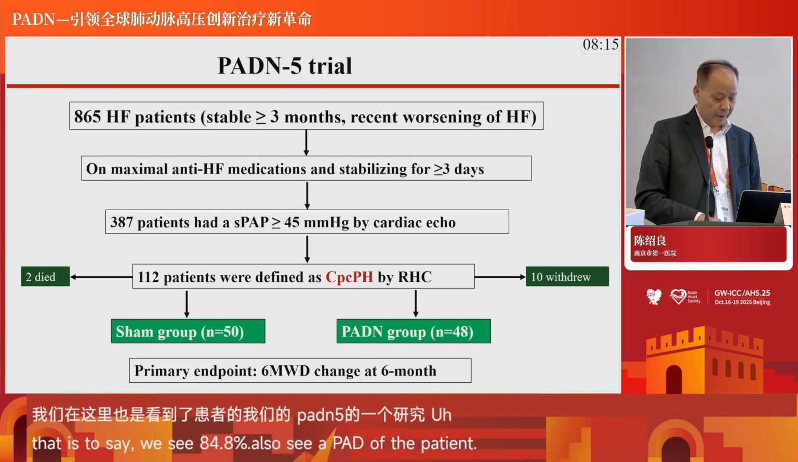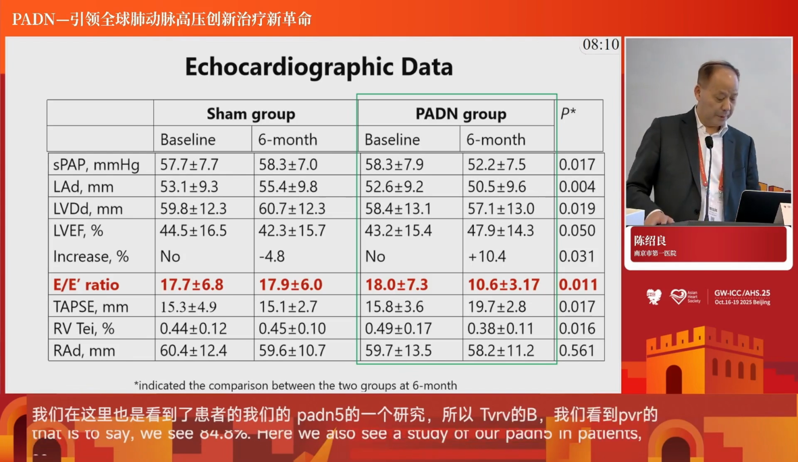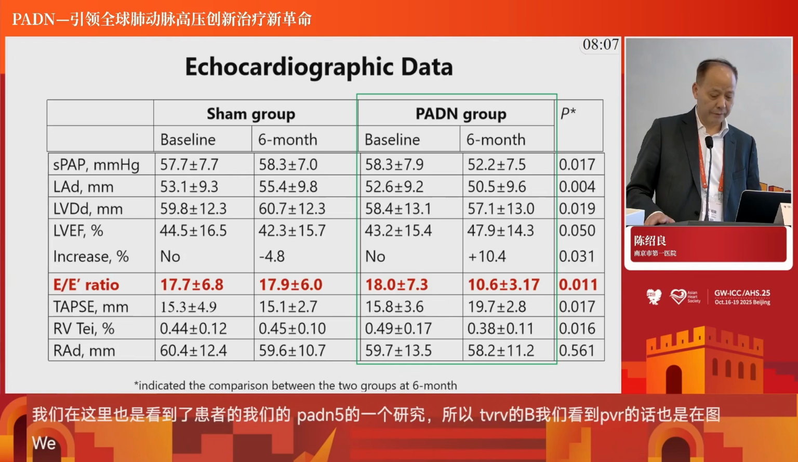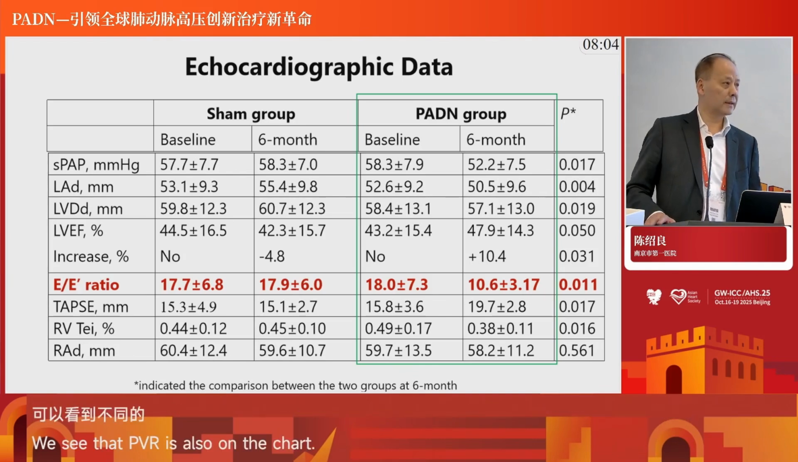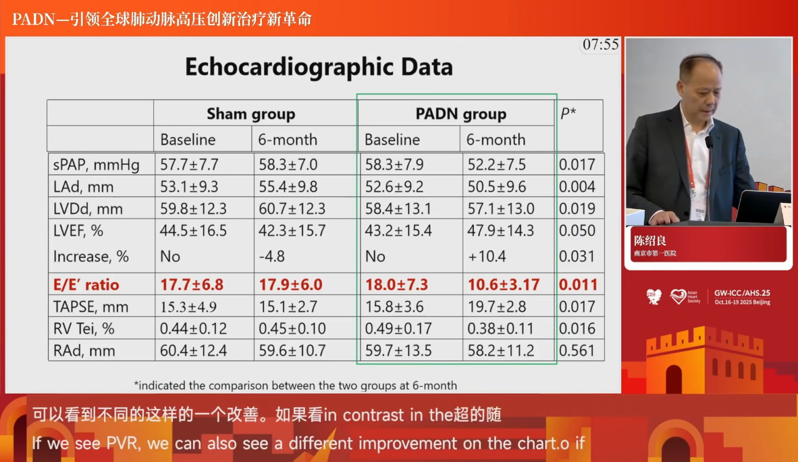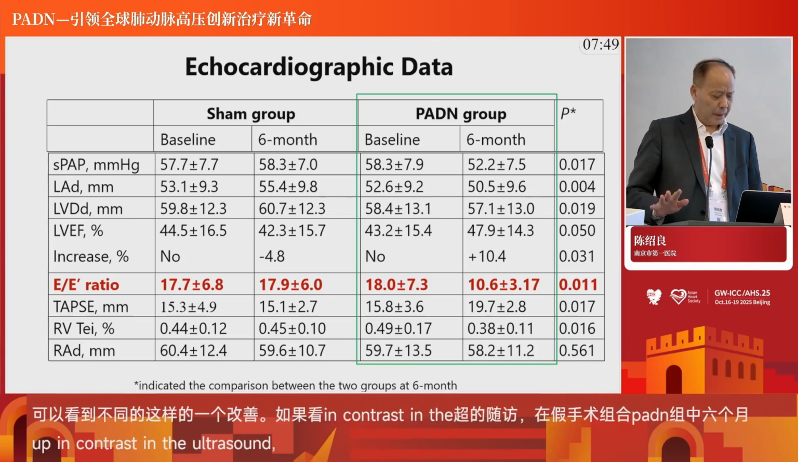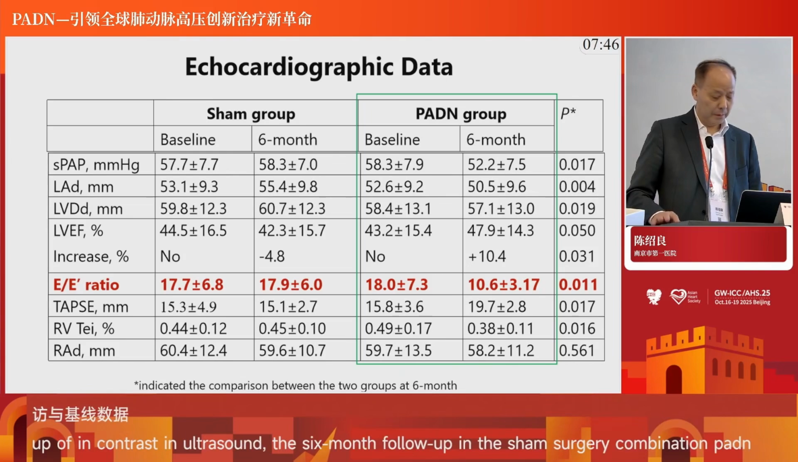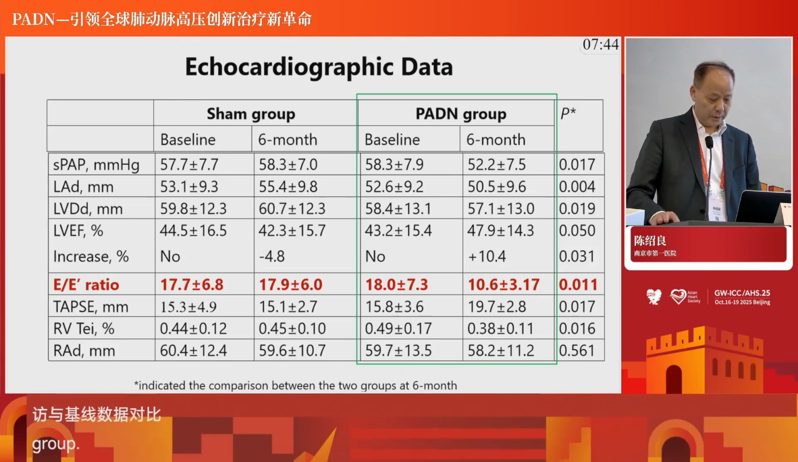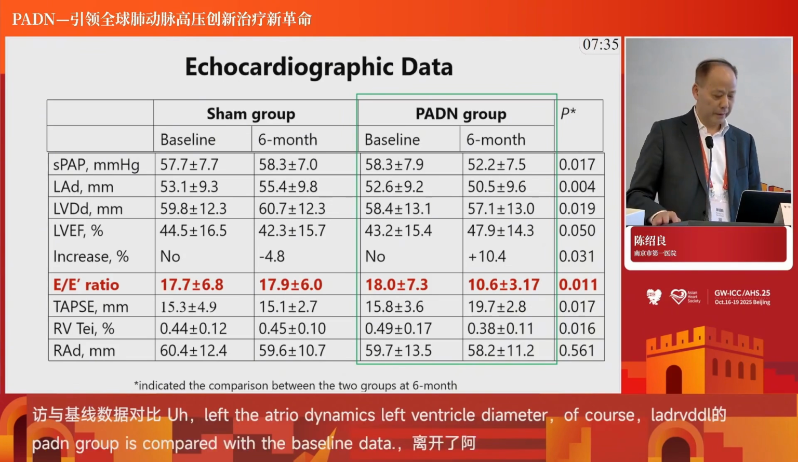It means the PVR would be greater than 3 Wood units. From the table, you can see from the echocardiographic follow-up in the sham group, nothing changed. But in contrast, in the PADN group, compared to the baseline values, by 6 months follow-up, several parameters, including systolic pulmonary arterial pressure, left atrial diameter, left ventricular diameter, as well as the E/e' ratio, also improved very significantly.